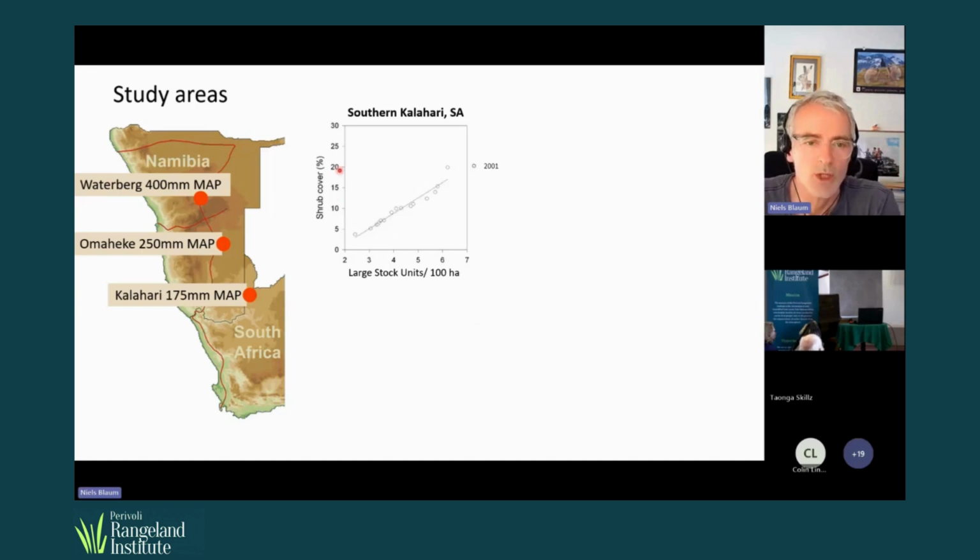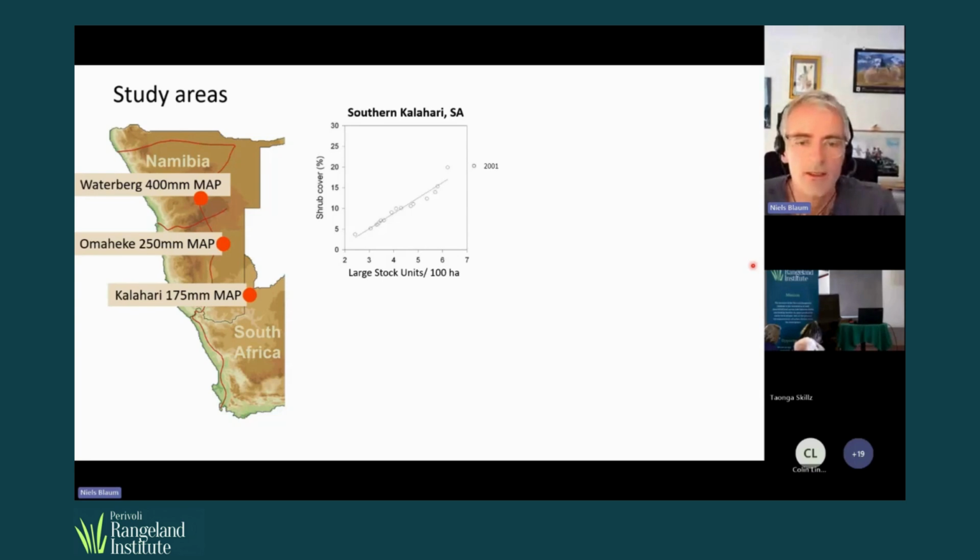We used shrub cover as a proxy for land use intensity because we found this pretty strong relationship. I know that this relationship only holds if the soil conditions are similar, if the topography is similar, and if these applied stocking numbers have been there for a longer period.